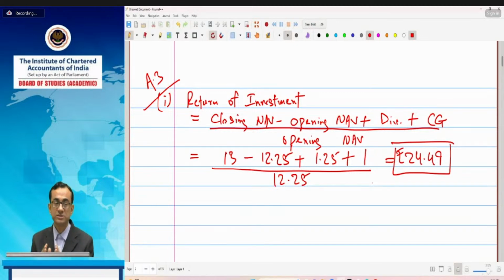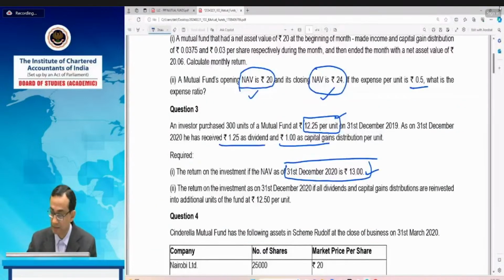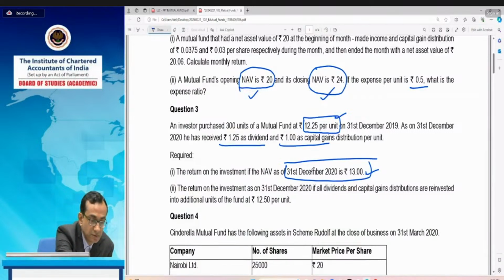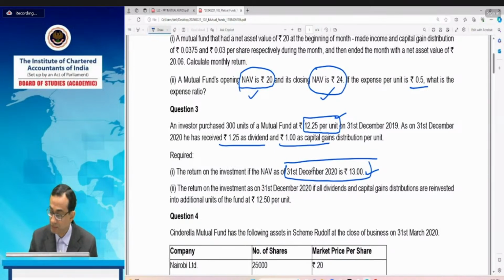Okay, so I hope this portion is more or less clear. Now come to the second portion of this question number 3. Fine. What is it asking? It is asking the return on investment as on 31st December 2020, if all the dividends and capital gain distributions are reinvested into additional units of the fund at 12.5 per unit.